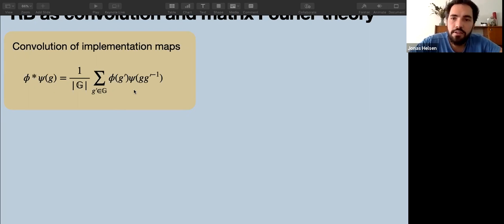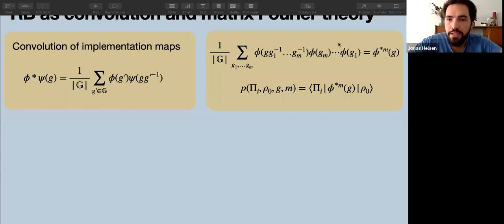And it turns out that you can write your RB operator, so this is apply G1 all the way to apply GM, and then do the inverse and add some gate in the end, and then sum over all of these things, like take the average. With a little bit of clever change of variables, you can write this as the m-fold convolution of phi evaluated at G. So this is again a function from the group to the superoperators. And you can perfectly write your probability data that comes out as the m-fold convolution of G sandwiched between your initial state and your final POVM.